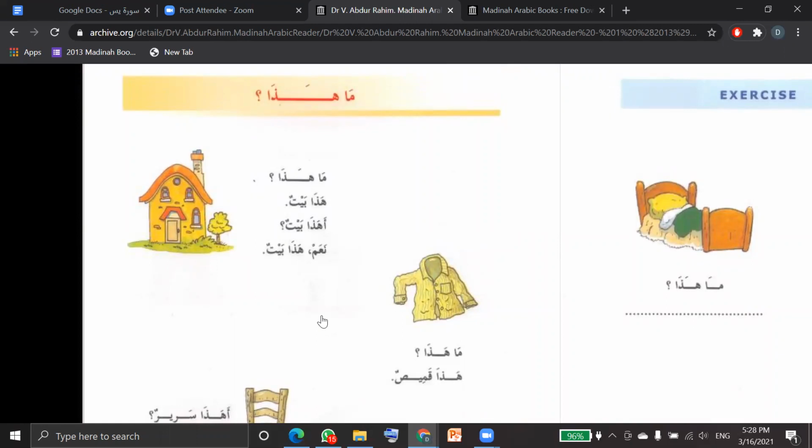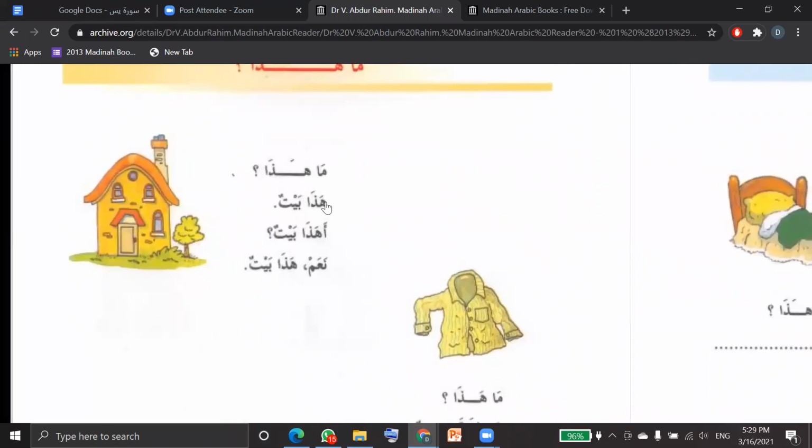It's teaching us ma haza. We know haza is this. Ma haza, what is this? Okay, so this page is teaching us how questions are formed in Arabic. This is the simplest question in the Arabic language. Ma haza, what is this? Ma we use for physical objects, most of the time non-living things. Ma haza.